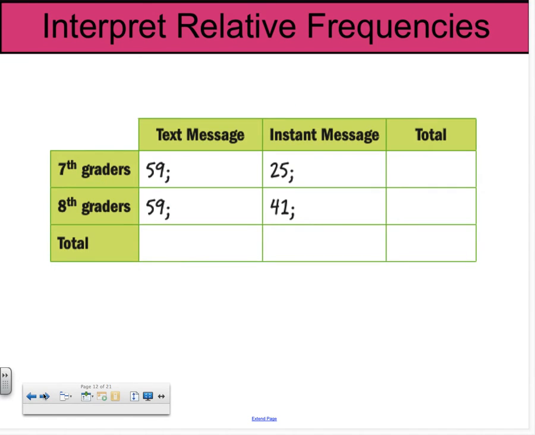Now, the next thing we're going to talk about is relative frequencies. And if you recognize, this is actually number 3 in your homework on page 693. It says to find and interpret relative frequencies by rows. All right, so what that means is we're going to ignore these column totals for right now, and we're only going to focus on rows. Okay, so how do we do this?